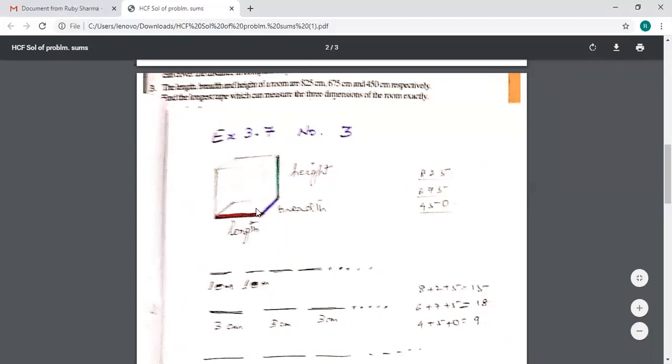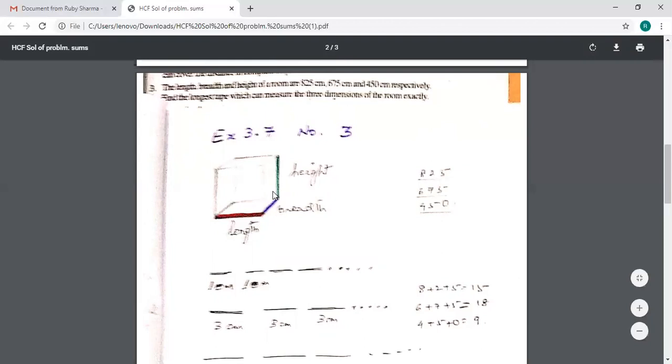They are not equal. How many? Not all will be equal, isn't it? Because 825, 675, they are not equal. So these divided by 3 will be different. This divided by 3 will be different. So when you take a 3 centimeter tape, you'll get a different answer, but it will measure exactly. Here also it will measure exactly, here also exactly.